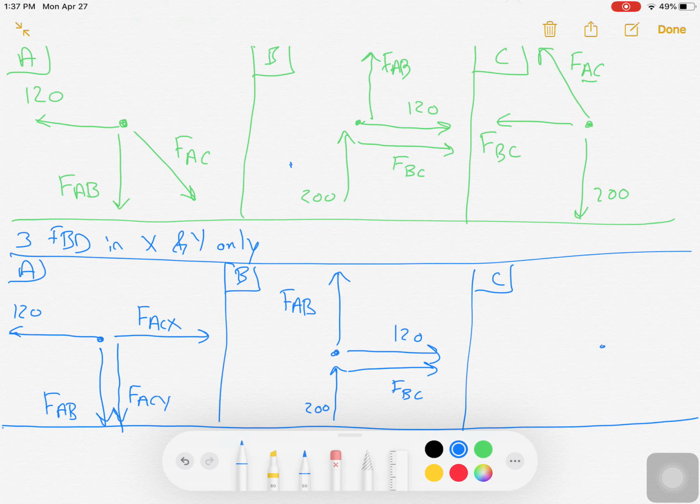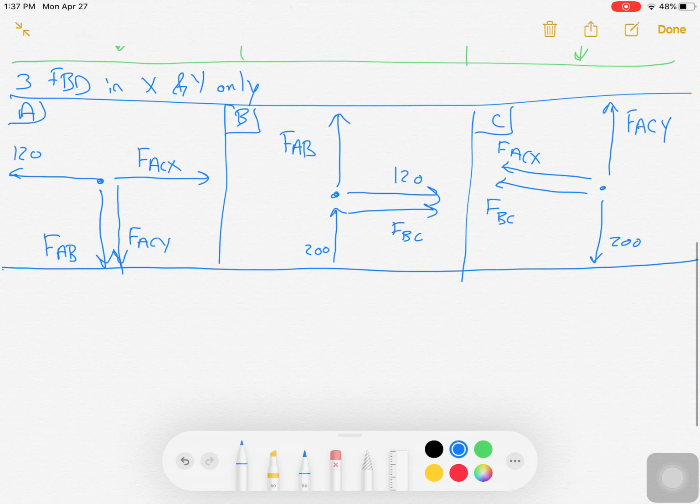All right, C. 200 goes down. Force BC goes to the left. We don't have to break it down because it's entirely horizontal. And AC goes up and to the left. So we'll do force ACY and force ACX as our two forces. So a force that went up and to the left got broken down into a force that went up and a force that went left. So now we have our 3 free body diagrams.